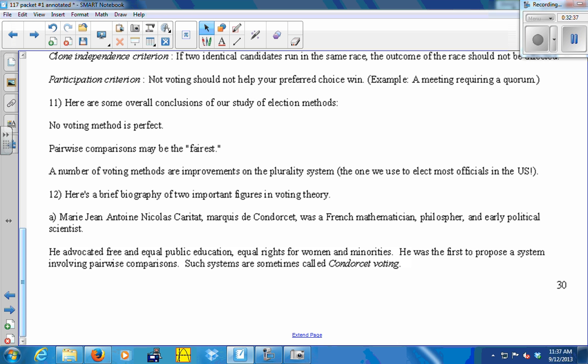A number of voting methods are improvements over the plurality system. Okay? And the plurality system, whoever gets the most votes wins, is the one that we use to elect most officials in the United States. Why do you think that we use that one so much, even though there are better ones? Because we're stubborn. Mike, what do you think?